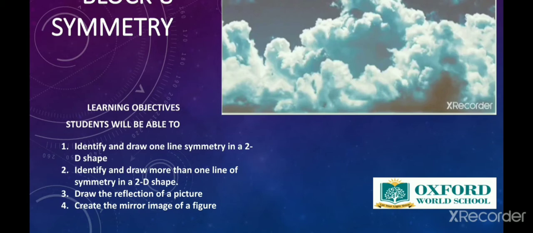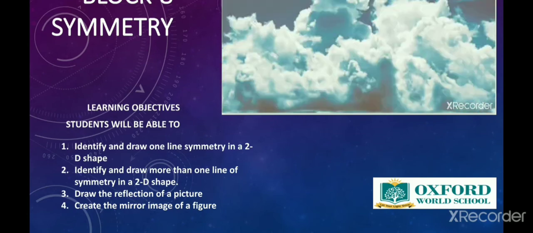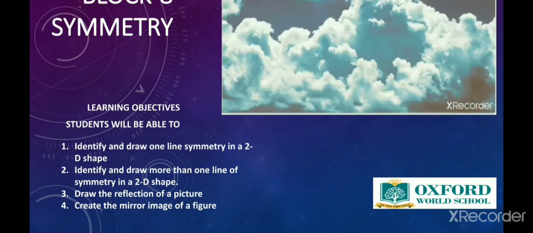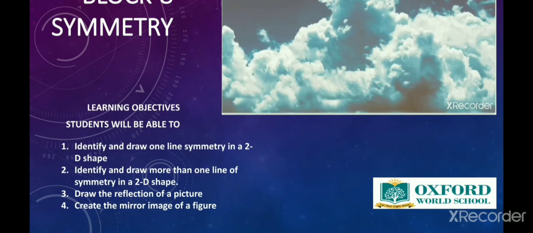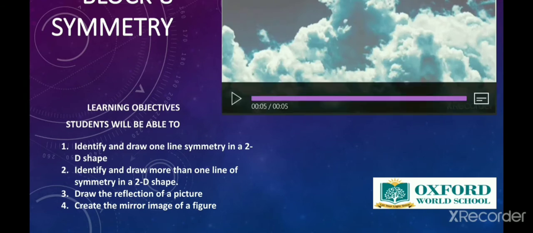Now in this block, which is symmetry, we will learn symmetry in shapes, lines of symmetry, reflective symmetry and mirror images. So starting with our first lesson, which is symmetry. Symmetry means that one shape or a part of a shape is exactly like another when the shape is moved or folded. Okay.